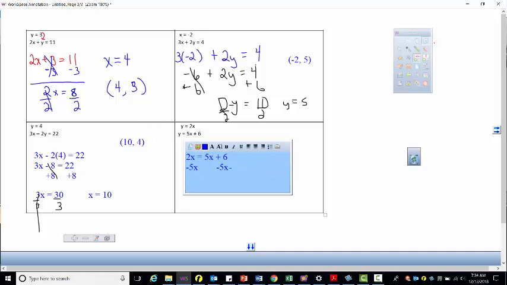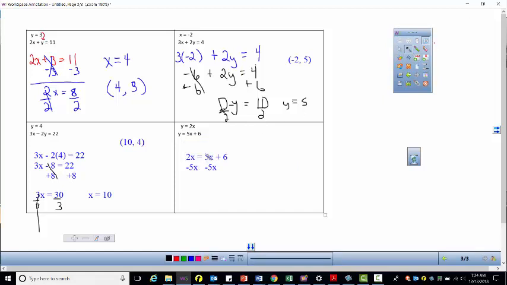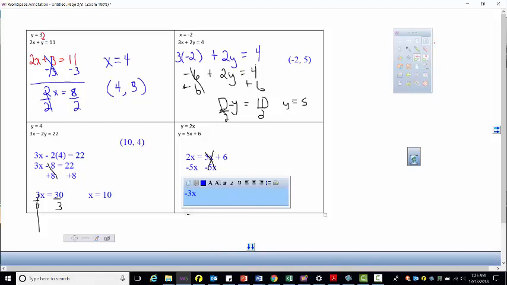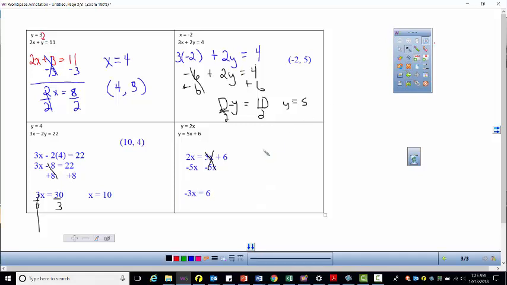So when I do that, let me line these up better, like that. What's going to happen is these 5x's will cancel because one's positive, one's negative, and over here I'm going to be left with negative 3x equals 6. And then you're going to divide by negative 3. And these cancel, and so 6 divided by negative 3 is negative 2. So x is negative 2.